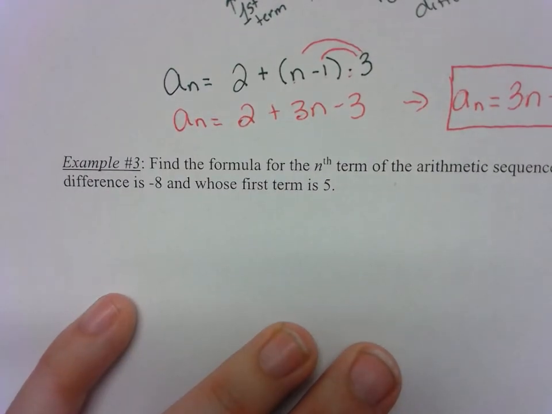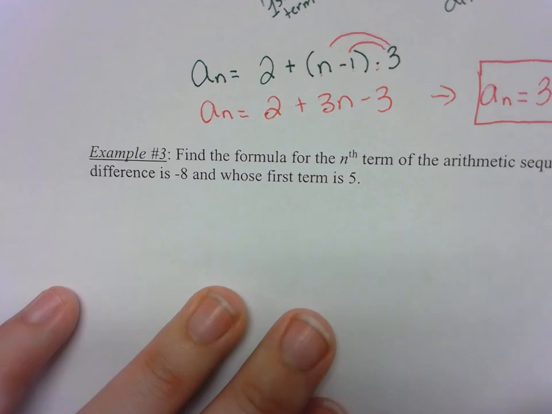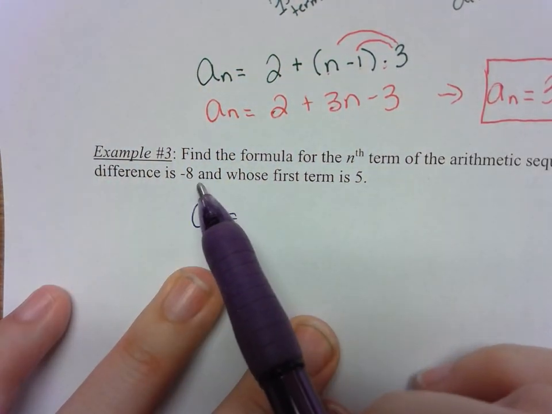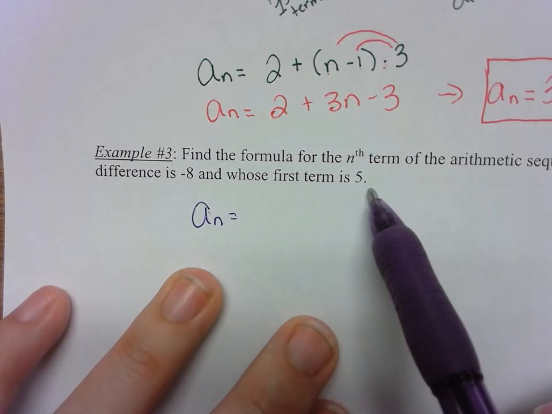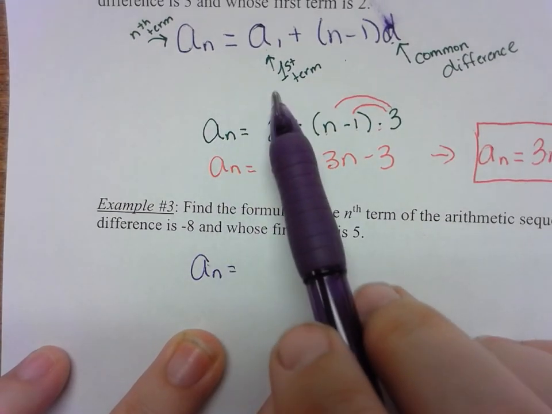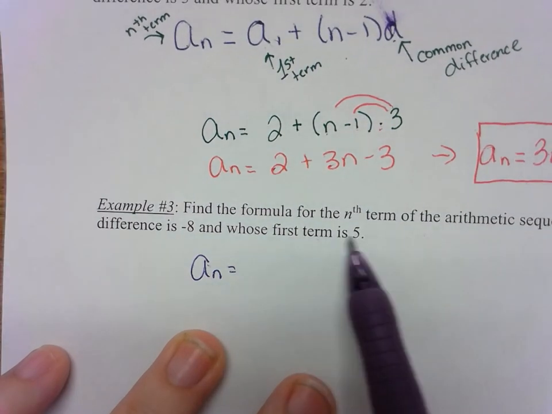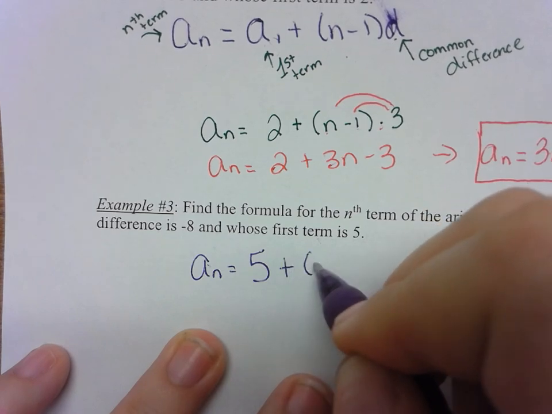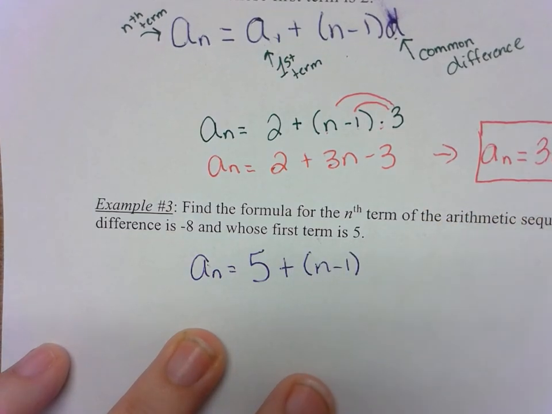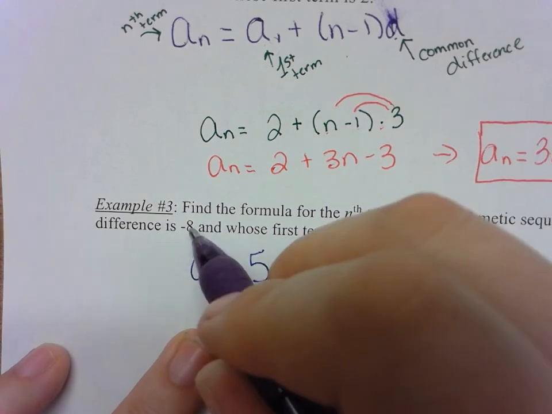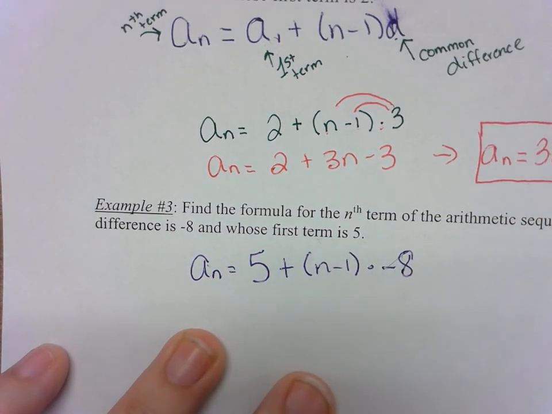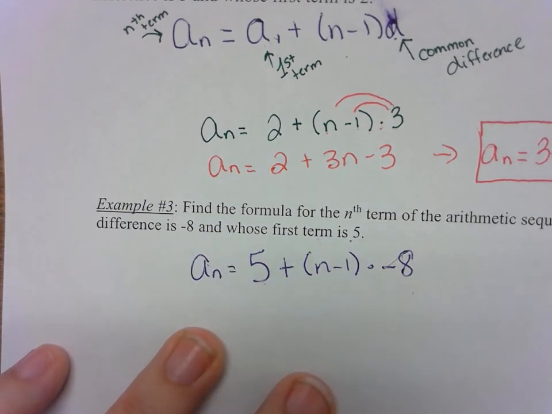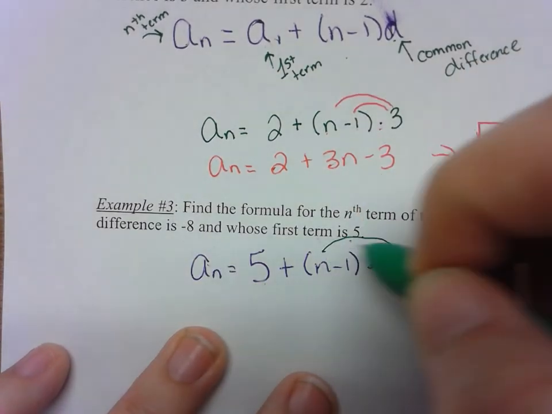Find the formula for the nth term. Remember, that just means a sub n, whose common difference is negative 8 and whose first term is 5. Okay, well, looking up at this formula here, our first term comes first, so this right here is 5. We always have plus n minus 1, then times the common difference. The common difference in this problem is negative 8. Okay, first term, common difference. Now, let's distribute the common difference.